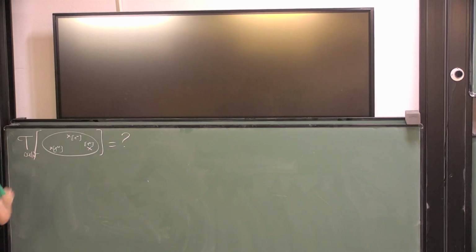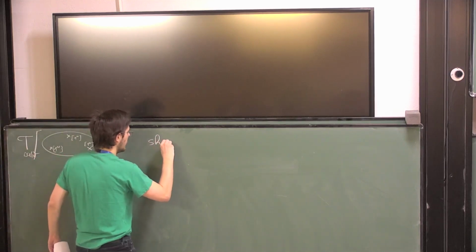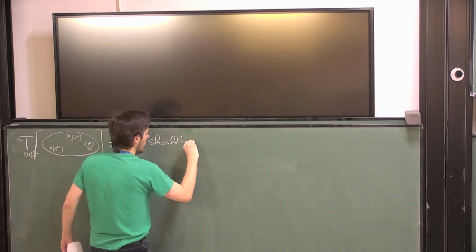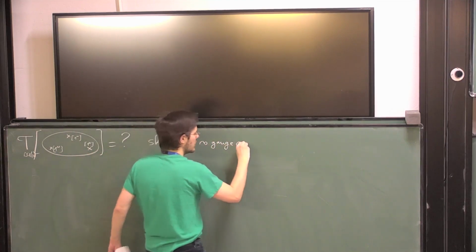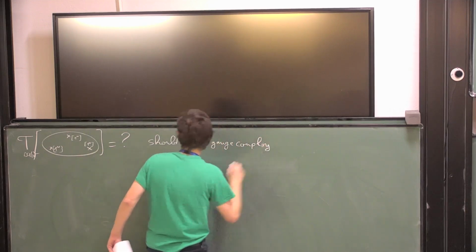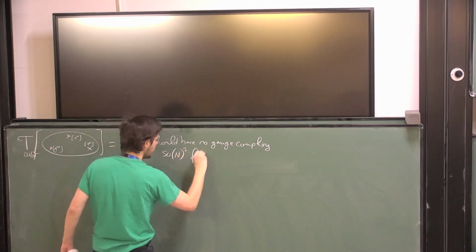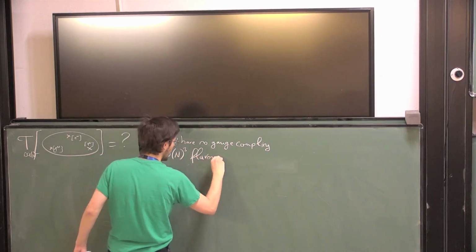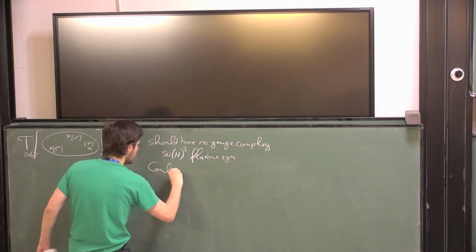3 full punctures or 3 simple punctures? 3 full punctures. 1 to the n was the full puncture case. Yes. If I have 3 full punctures, then this should have no gauge coupling, because a 3-punctured sphere has no continuous complex structure. But it should have SU(N)^3 flavor symmetry. And it should still have a Coulomb branch. You can check that.